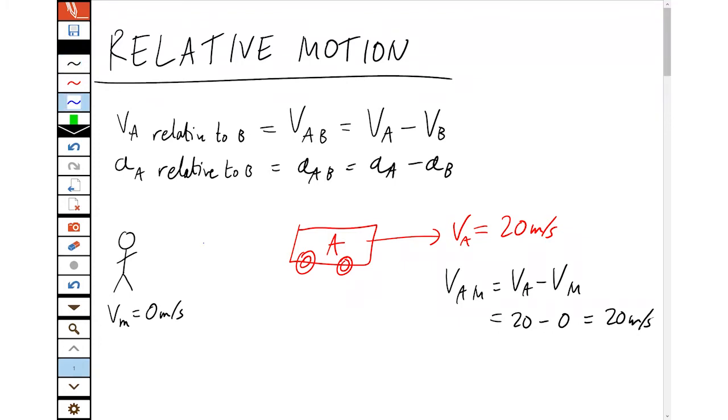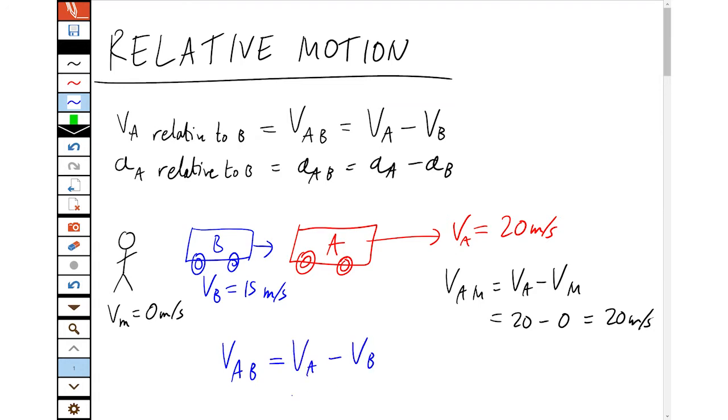But let's say now there's another car chasing it, B. And B is moving at 15 meters per second. So now the velocity of A relative to B is the velocity of A minus the velocity of B, which is 20 minus 15, which is 5 meters per second. So to me, it looks like the car is speeding away at 20 meters per second, but to car B, A's not getting away as fast. From the point of view of B, it looks like A isn't getting as far away as fast.